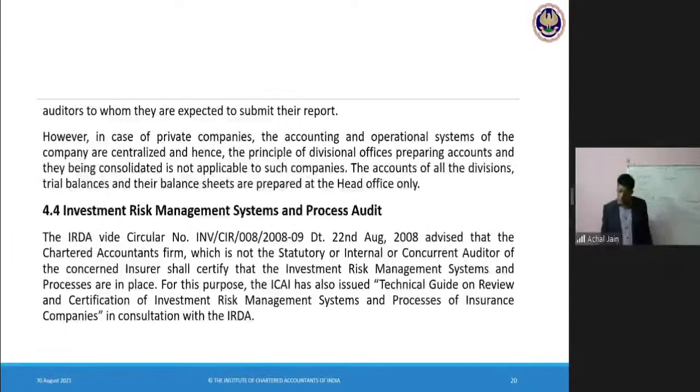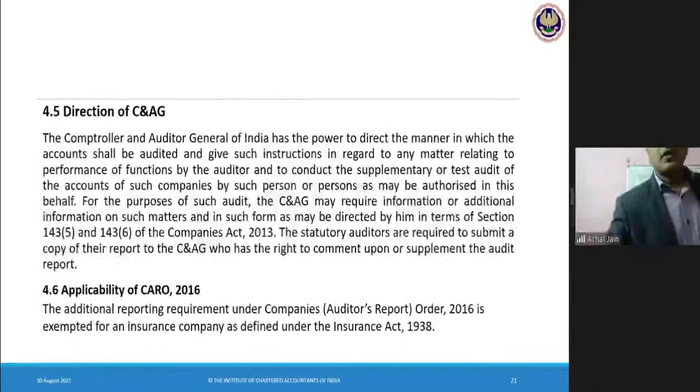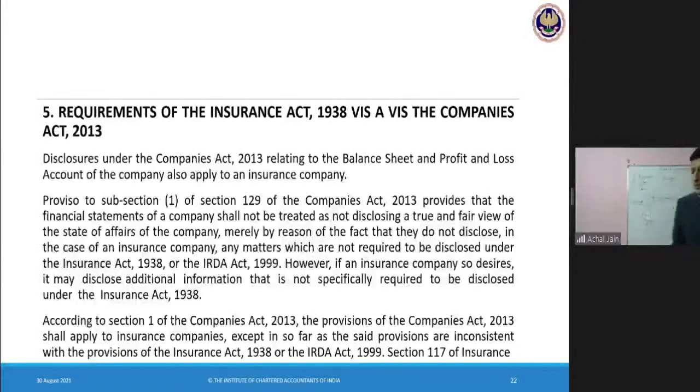Okay, now moving on to the next aspect, that is about CARO. CARO is something which is not applicable to an insurance company. So you can be sure that at least one of the things is not required to be looked at in respect of an insurance company.